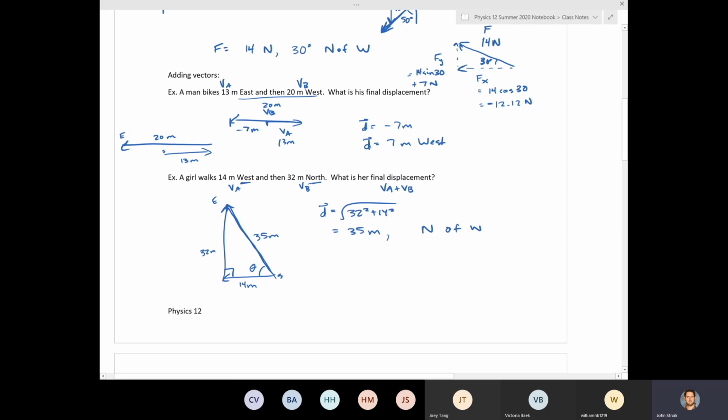And so now I can just apply the correct trig formula, which I'm going to use tan. Tan theta equals opposite, 32, over adjacent, 14. 32 over 14, second tan, answer. And you get 66 degrees. 66 degrees north of west. Okay. Hopefully that makes sense. Any questions so far?